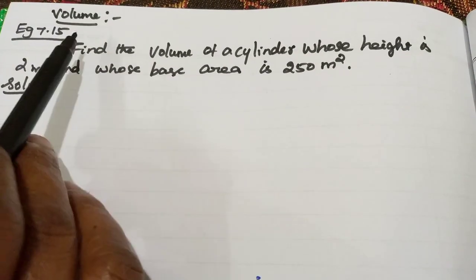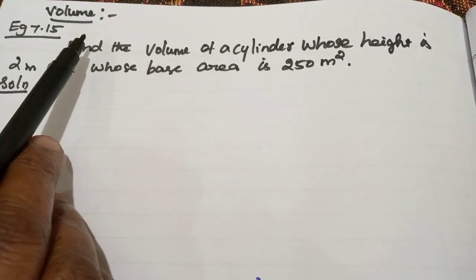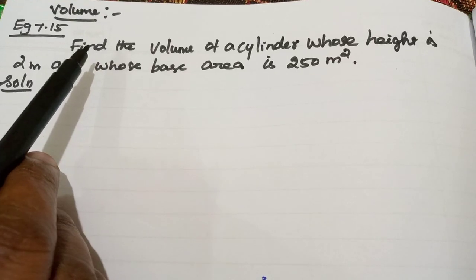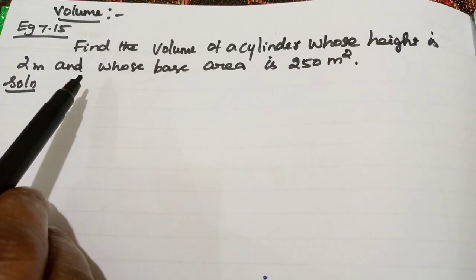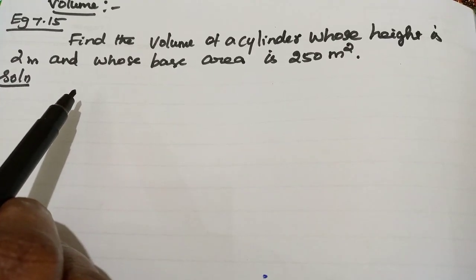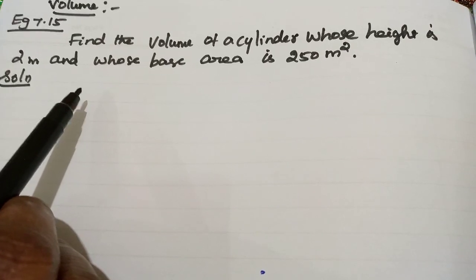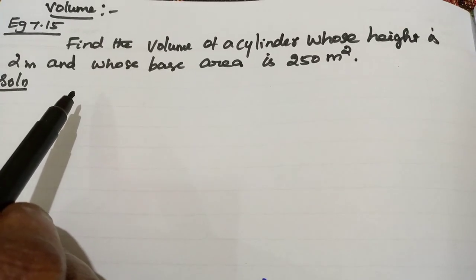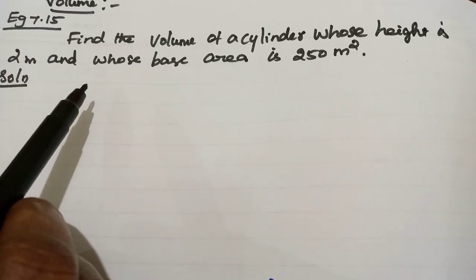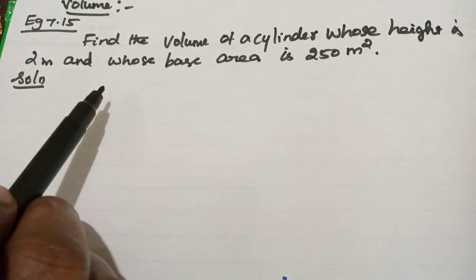Next side heading is volume. What is volume now? The amount of space occupied by an object is known as volume. Volume is measured in cubic units. First we are going to learn about the volume of a cylinder. What is the formula for volume of cylinder? I have given it for you: pi r square h, the product of base area into height. Base area is pi r square, height is h.